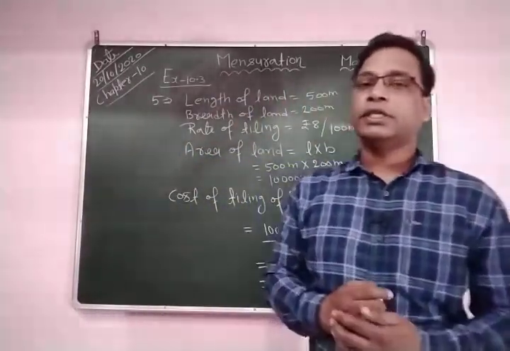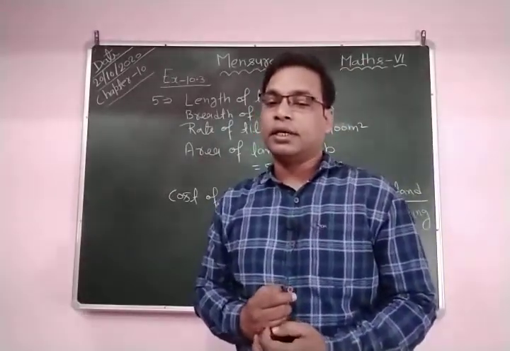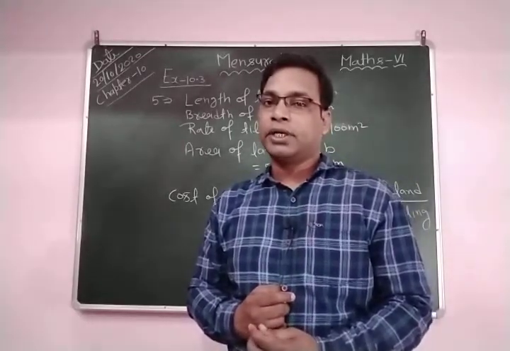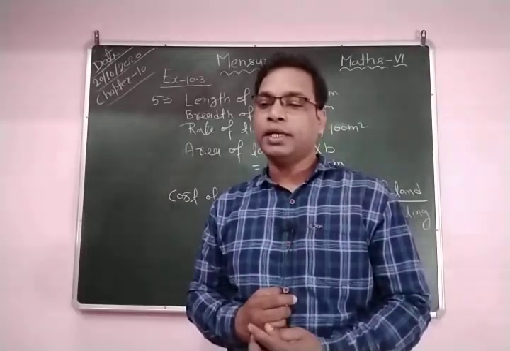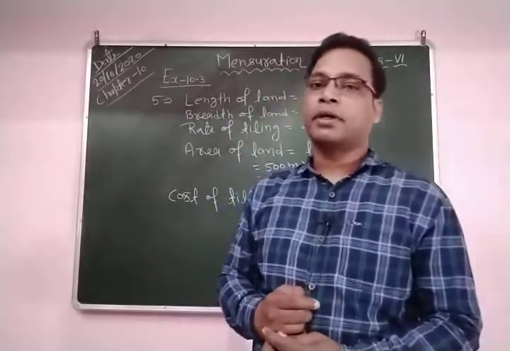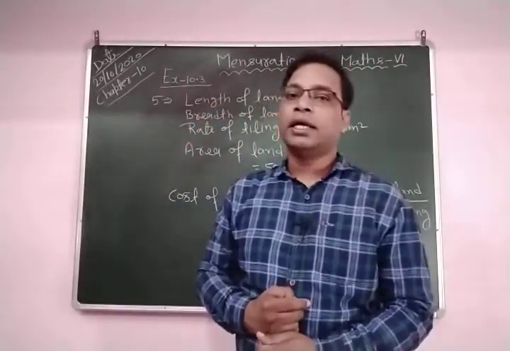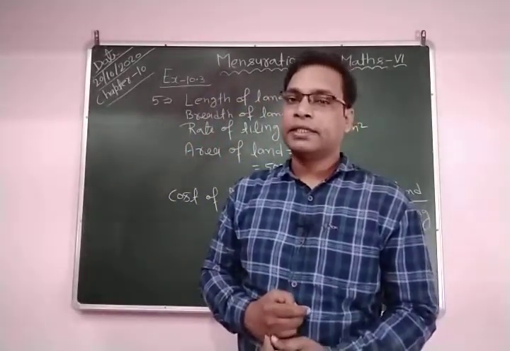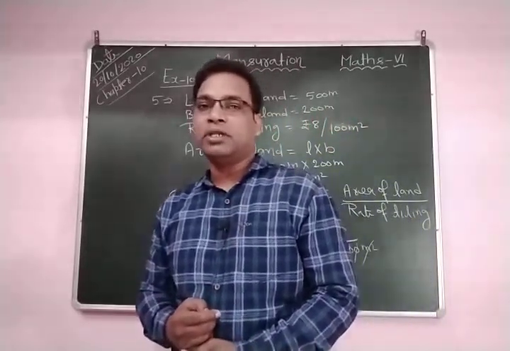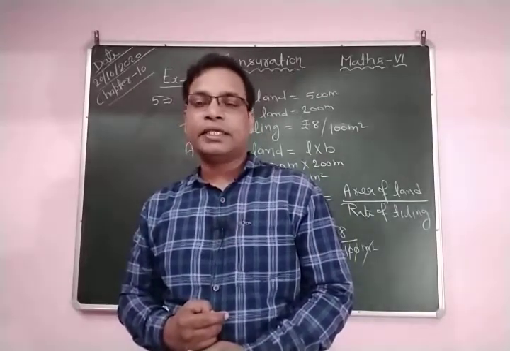So student, in this question you can see it is given that the rectangular plot of land is 500 meter long and 200 meter wide, and the rate of tiling is also given, 8 rupees per 100 meter squares. For this we first find the area of the plot of land. The land is rectangular in shape.